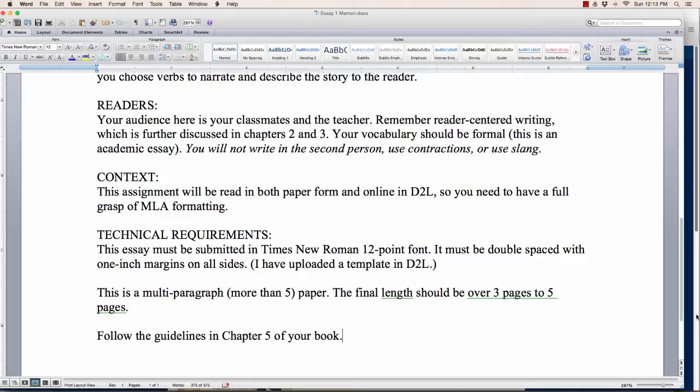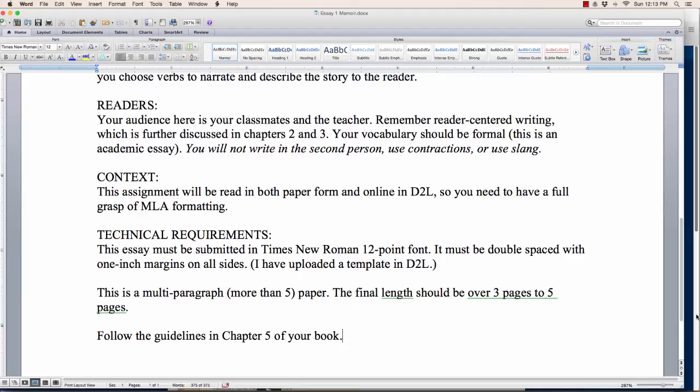Context. This assignment will be read in both paper form and online in D2L, so you need to have a full grasp of MLA formatting. So here are the technical requirements. The essay must be submitted in MLA format, which is basically starting with Times New Roman 12-point font, double-spaced, 1-inch margins. I've uploaded a template in D2L.